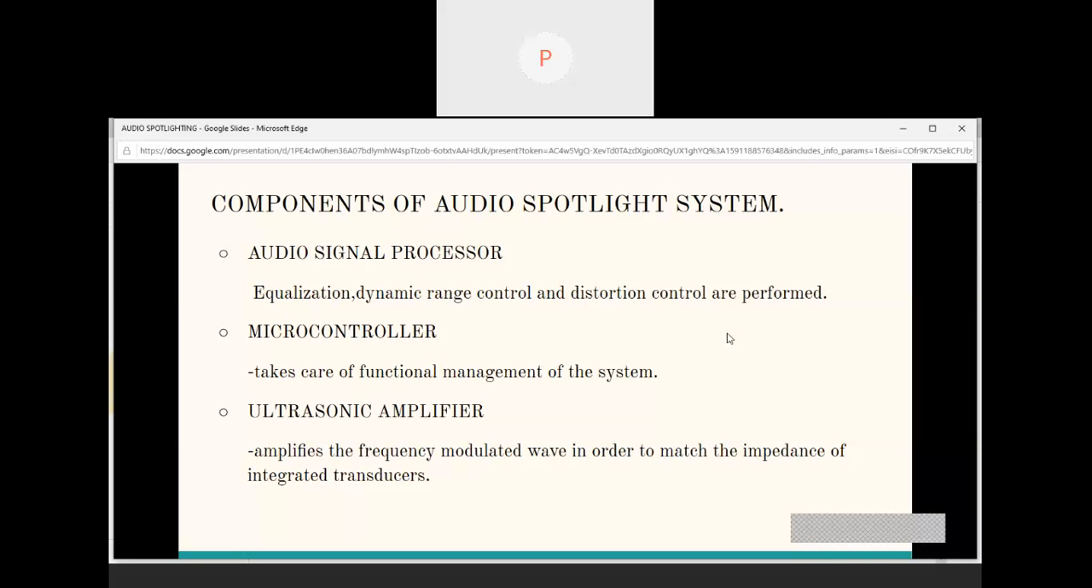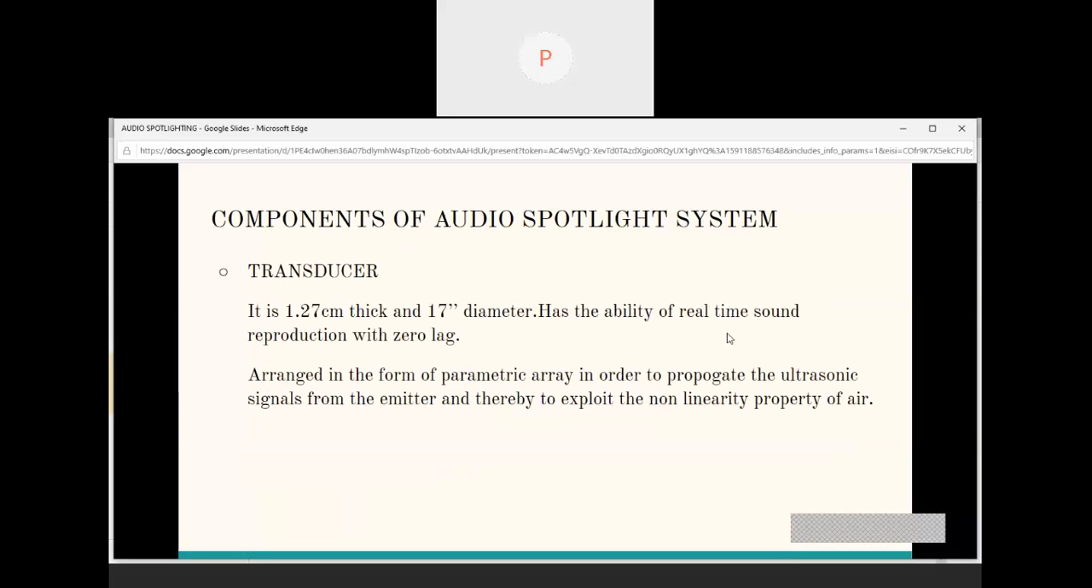A high-frequency ultrasonic power amplifier amplifies this frequency-modulated wave in order to match the impedance of the integrated transducer so that the output will be more powerful and can cover more distance.